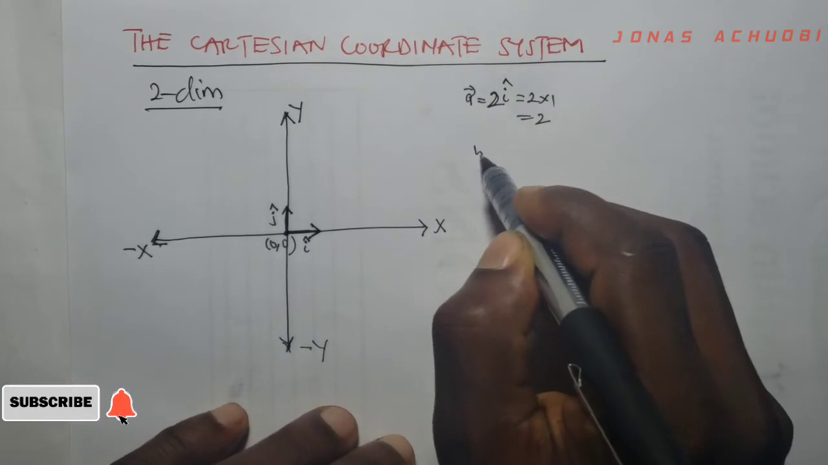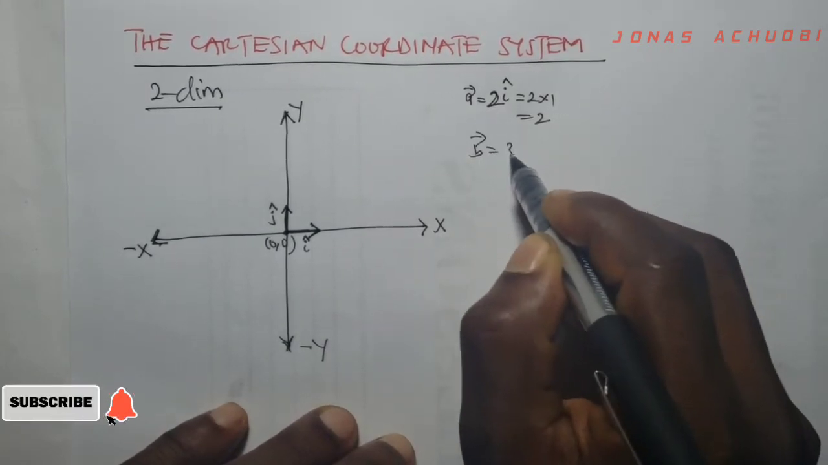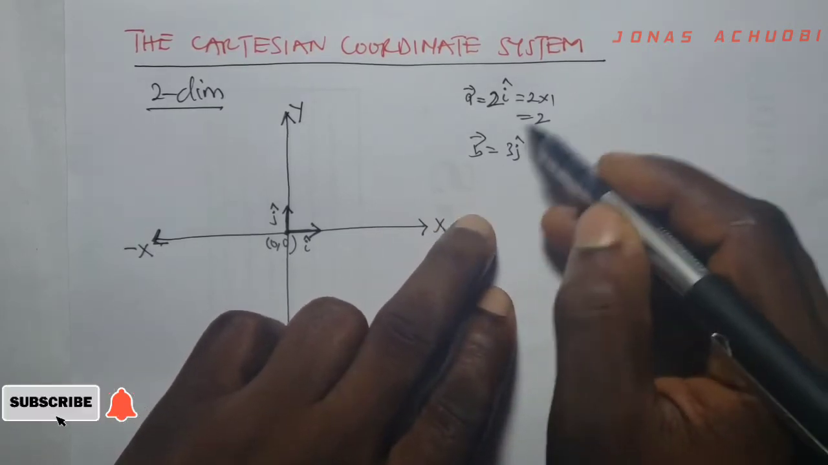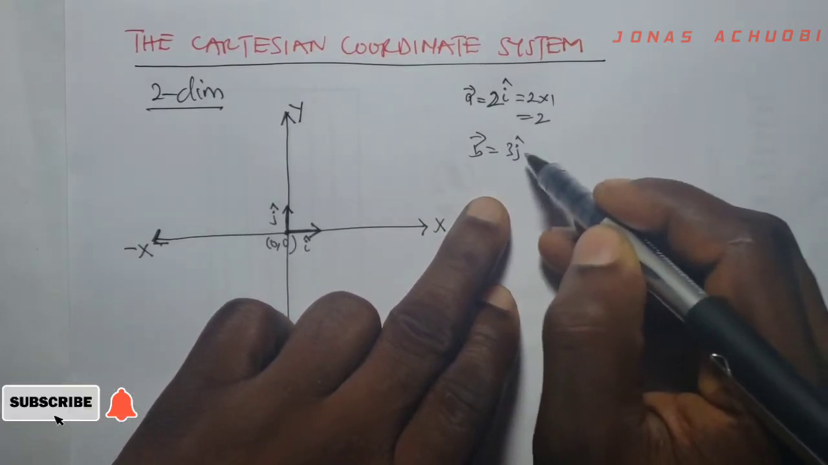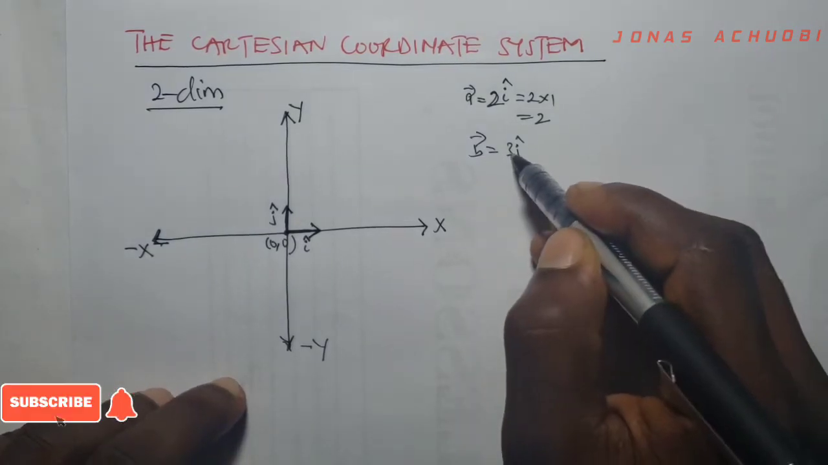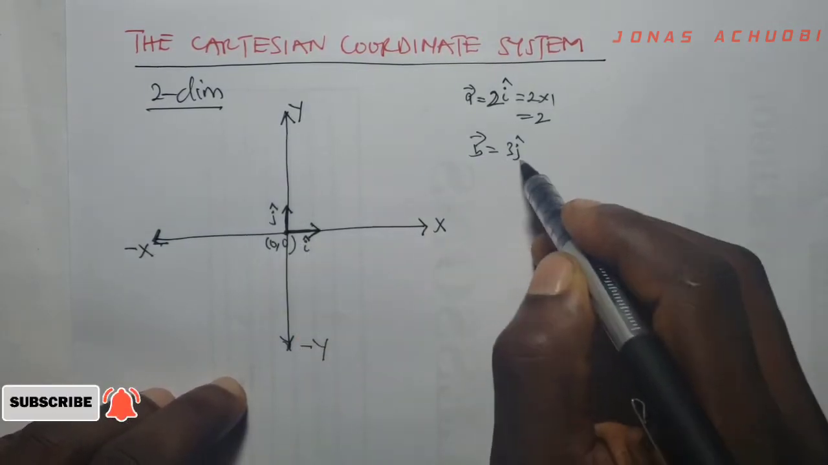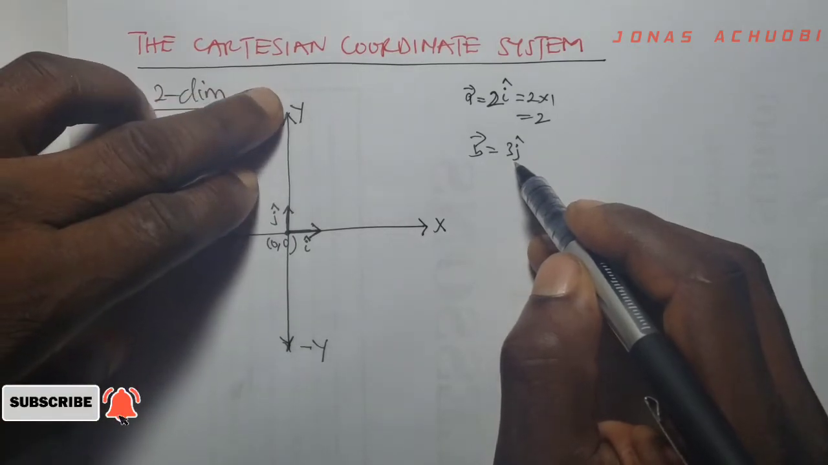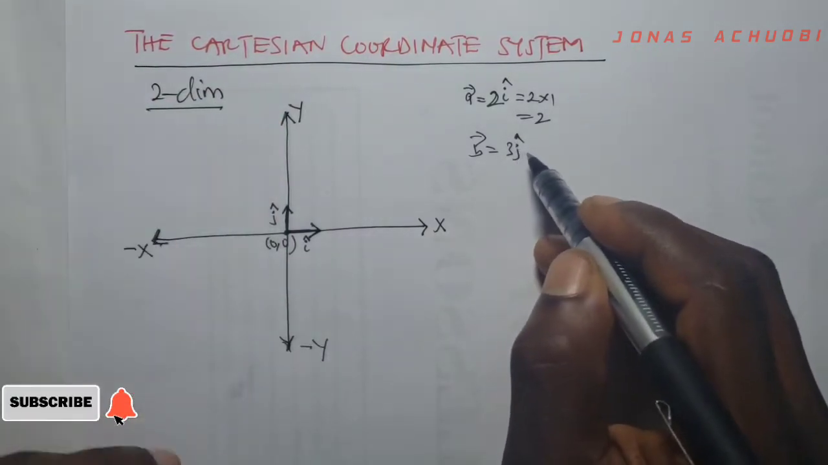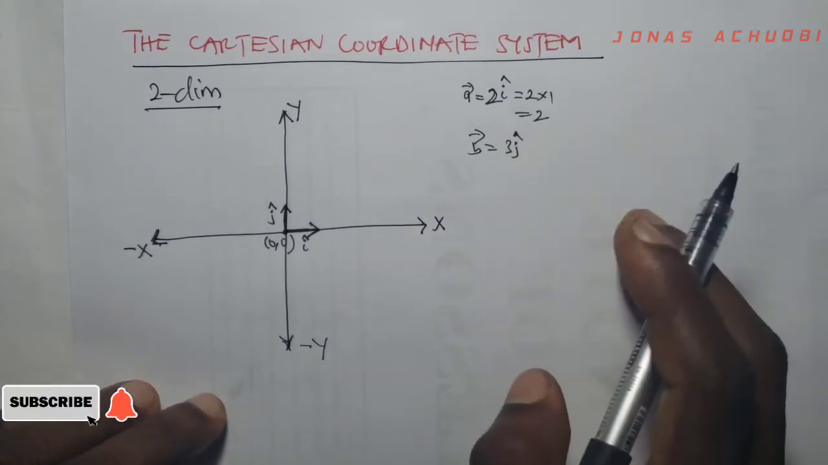Likewise, if we write vector b equal to 3j, 3 times the unit vector j, this tells us again in what direction this vector lies. So this means that vector b is a vector with length 3 in the positive y direction, because the unit vector j is a unit vector in the y direction. So that is just what happens there.